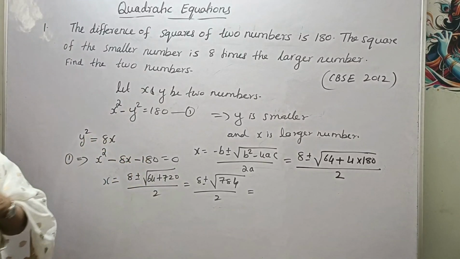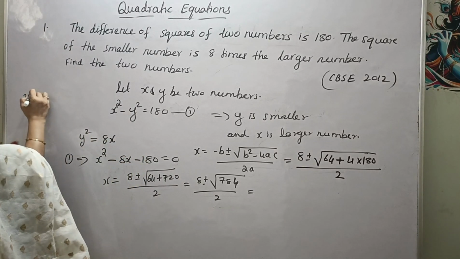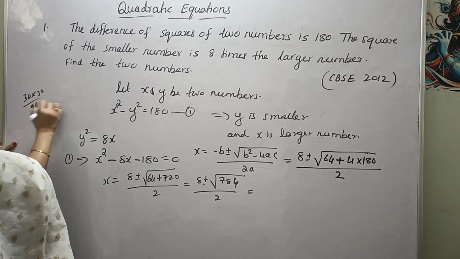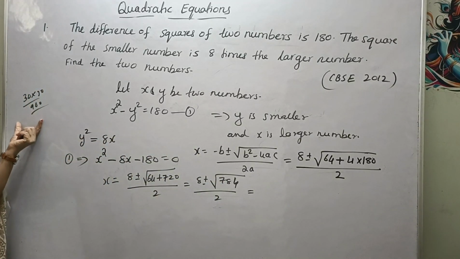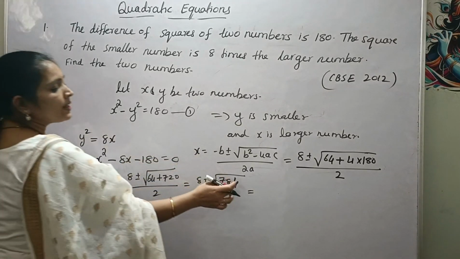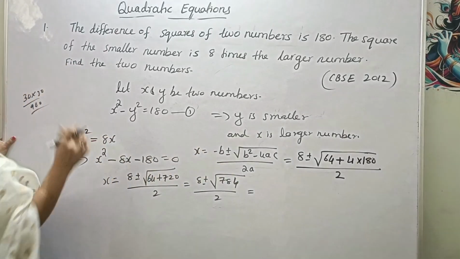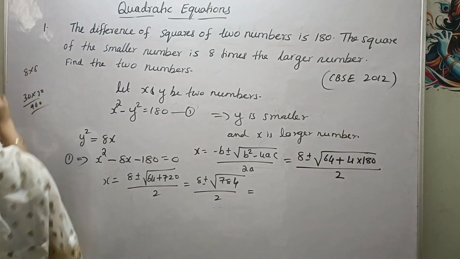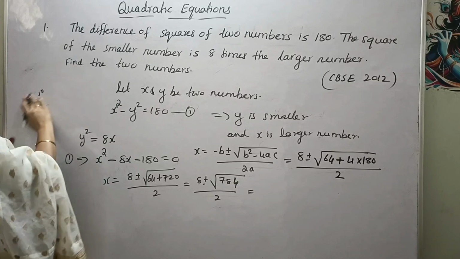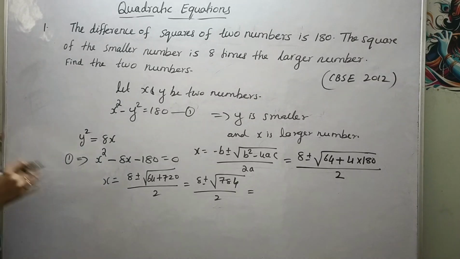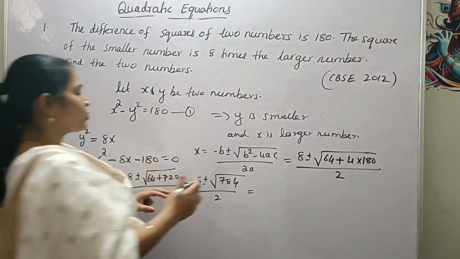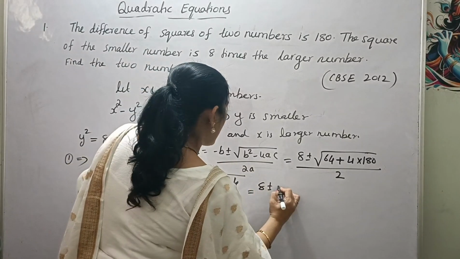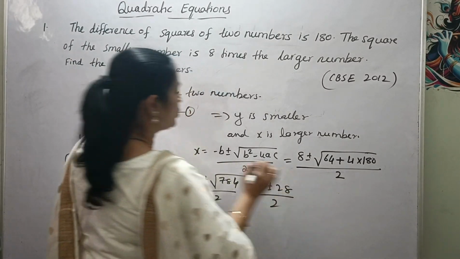Okay, so like that you can check. Because 30 into 30 is 900 and here it is 784, so the square root must be less than 30. And the last digit is 4, therefore it should be 8 8s are 64. So you just check 28 into 28, and you will get 784. So here, 8 plus or minus 28 divided by 2.